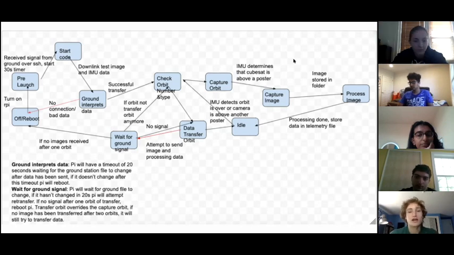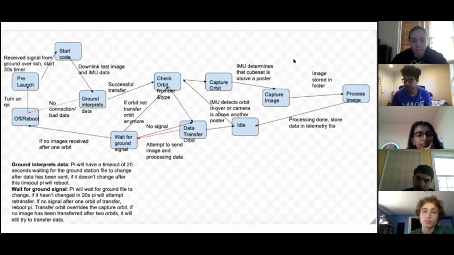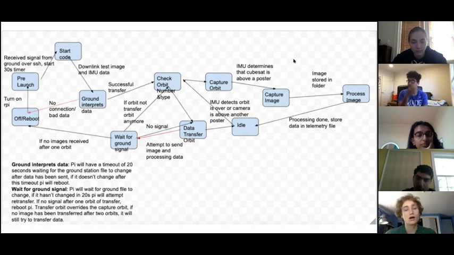And it'll go into the capture orbit, which is the orbit where it takes the pictures of the posters when it detects that it's over them with the IMU. Once the IMU determines that the CubeSat is over a picture, it'll make the payload system, which is the camera subsystem, take a picture of the image and then process it. That image will be stored in a folder and will be downlinked to the ground station over Bluetooth, which is the comms subsystem. After that's done, the ground will confirm if they have received the image.